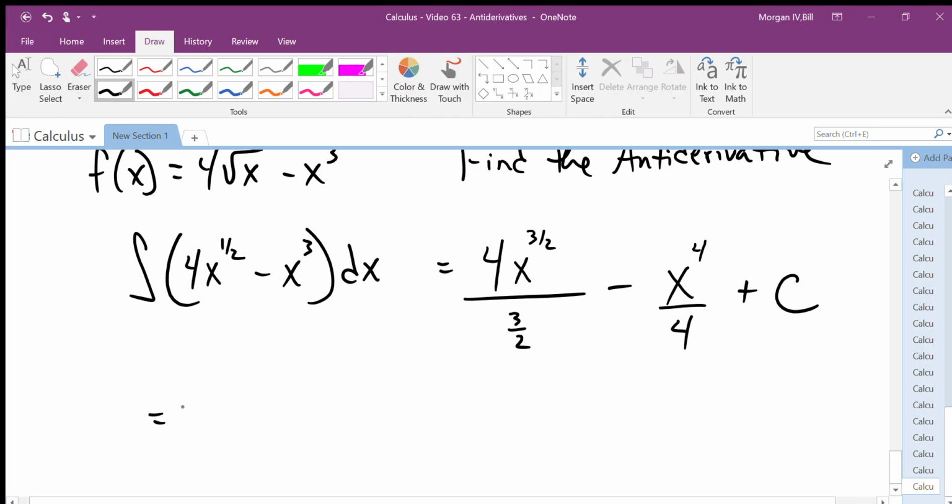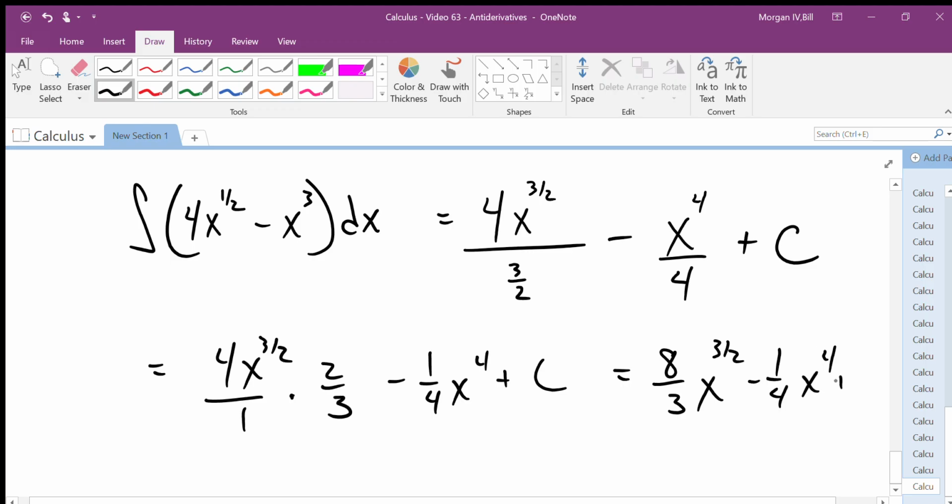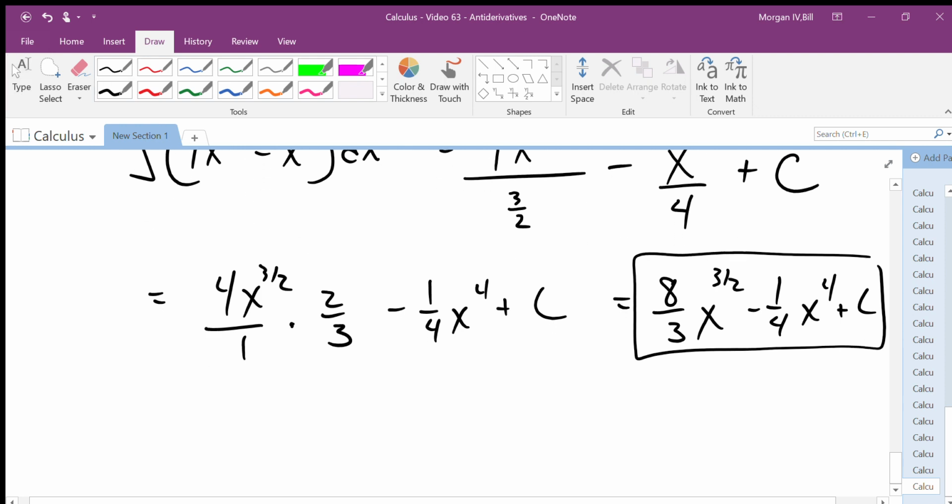Okay, so if I'm simplifying here, I have 4x to the 3/2 over 1 times 2/3, right? Instead of dividing by 3/2, it's the same as multiplying by 2/3, minus 1/4 x to the 4th plus c, otherwise known as 8/3 x to the 3/2 minus 1/4 x to the 4th plus c. All right, 8/3 coming from the 4 times the 2 over the 1 times the 3. Okay, check your answer. See if you have the right thing.